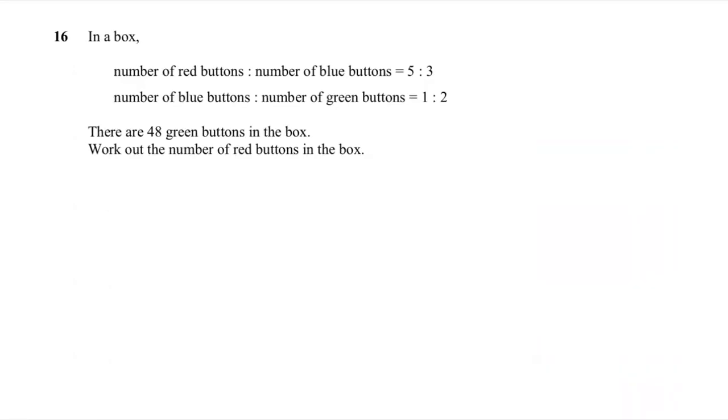Okay, let's code out these sentences. We've got red and blue, which is 5 to 3. We've got blue to green, which is 1 to 2. Now, we can't work on the problem they've given us until we've got a ratio that works together. And at the moment, they're not working together because they've got different blues. So what I'm going to do is multiply this through by 3 to write an equivalent ratio, which would be 3 to 6. My blues are now matching, which means I can combine them and make them all work together.